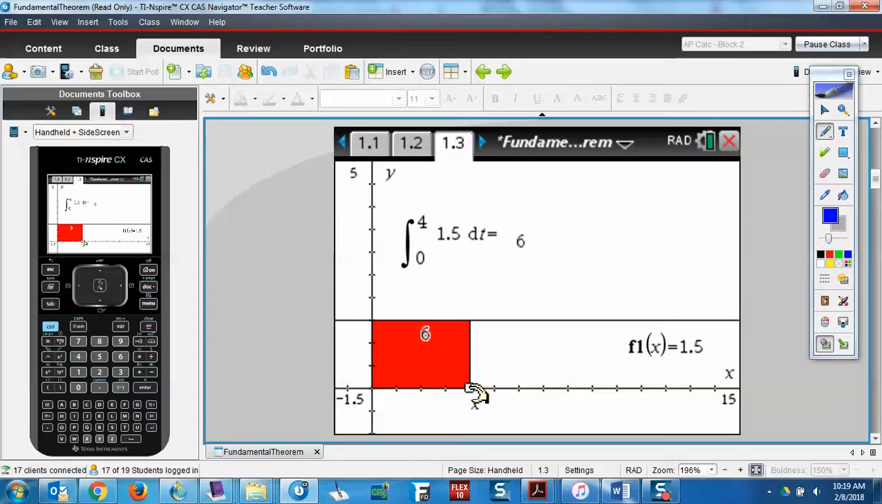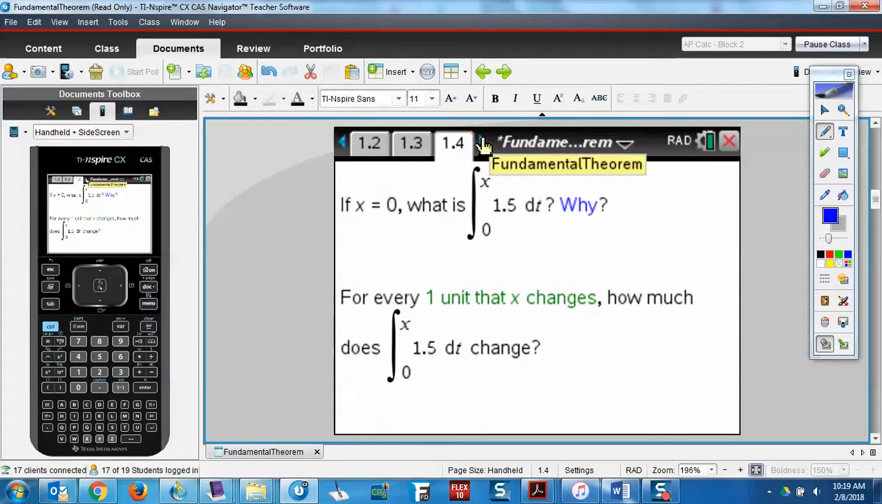All right, so now it says, if x equals 0, what is the area? So let's go to question 2. What is it? 0. Yeah, that'd be the area from 0 to 0. So that's 0. Okay, for every 1 unit that x changes, how much did the area change? Every time x changed, the area changed 1.5. If you were to graph the ordered pairs, x and then the area, what would the graph look like? It'd be a line that would go over 1, up 1.5, over 1, up 1.5, which of course is slope, isn't it?